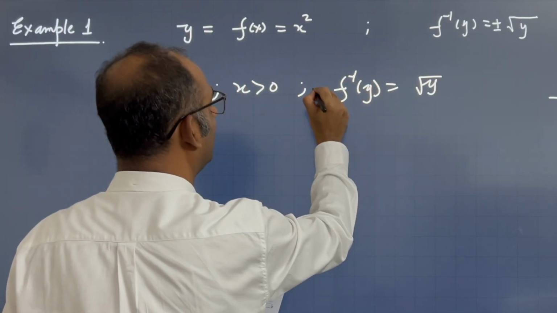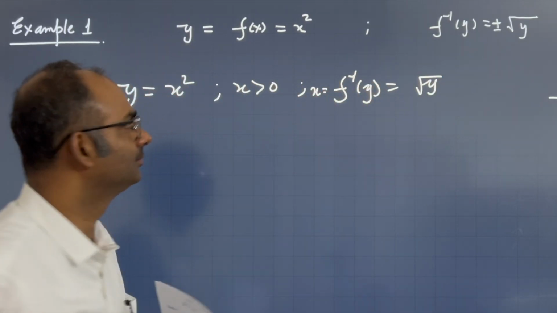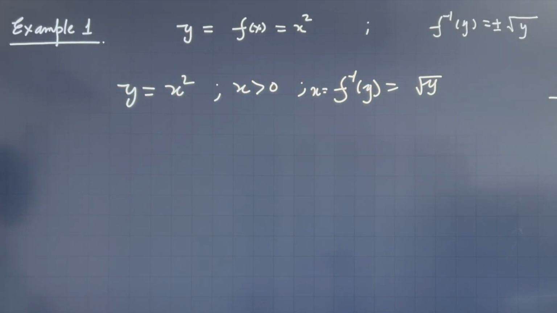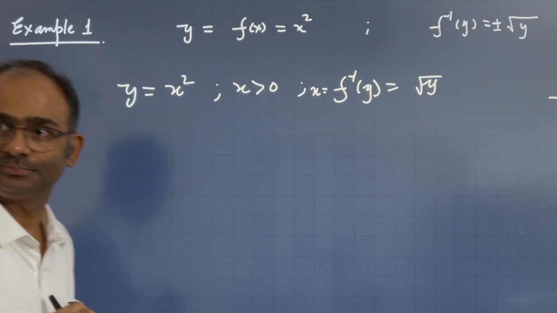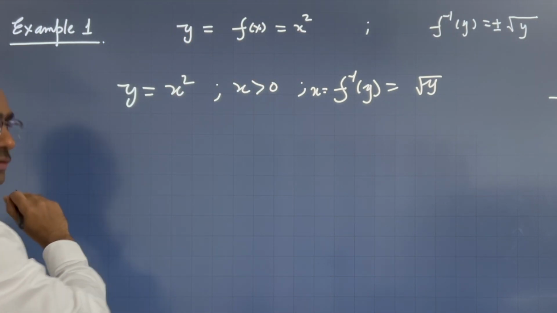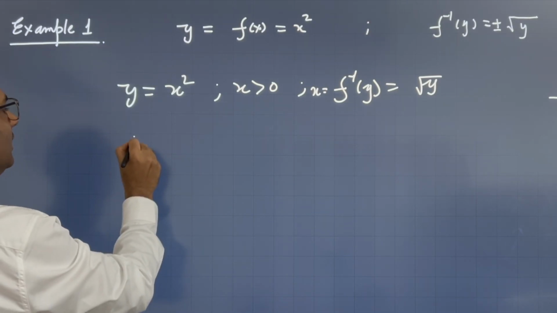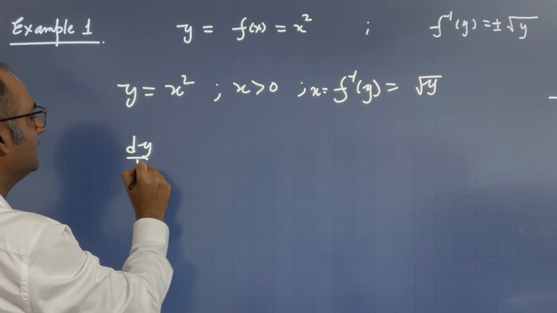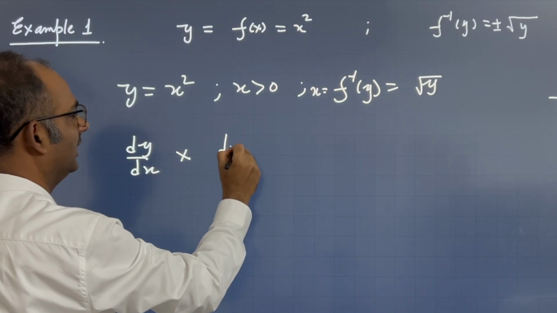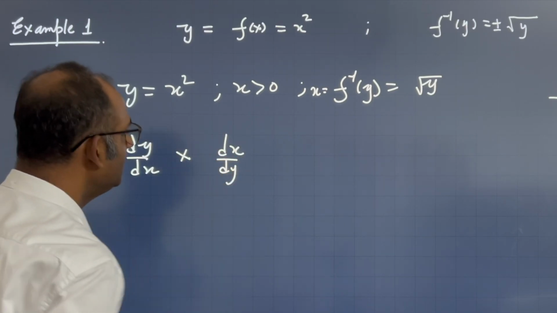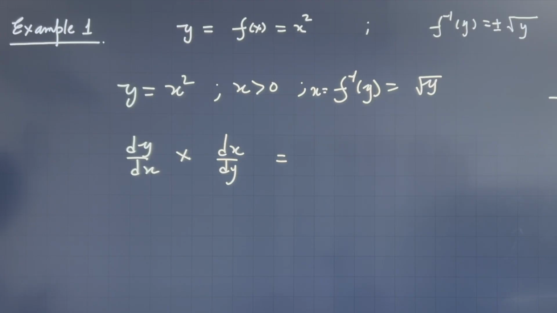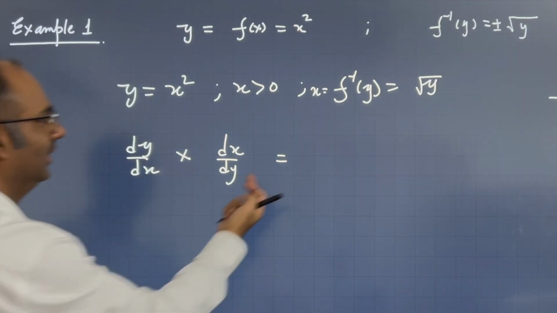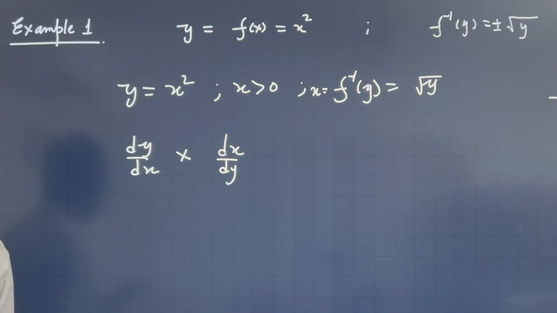And what is f inverse y? That is x. Correct? F inverse of y is x. Now let's use the theorem. What's dy over dx and what's dx over dy? This we will verify comes out to be 1. So we are just checking whether my claim is correct, at least in this case.